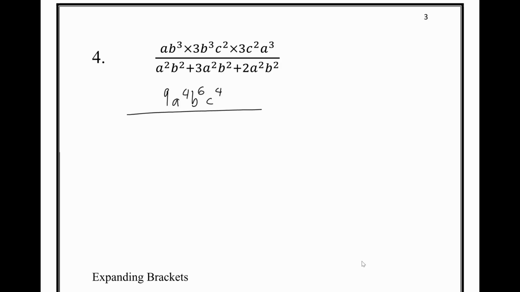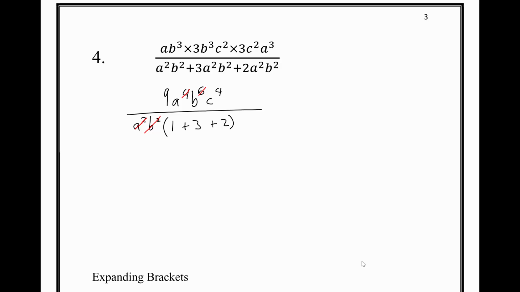Now looking at the denominator, we can see that there is a common factor between each entity, and that common factor is just a squared times b squared. So let's just factor that out. After we factorize that out, we have a squared times b squared, bracket, 1 plus 3 plus 2, bracket. We can also see that on the numerator, we do also have a's and b's, which means we can just go ahead and cancel them out. We can cancel out part of the a to the 4 with the a squared, and part of the b to the 6 with the b squared.